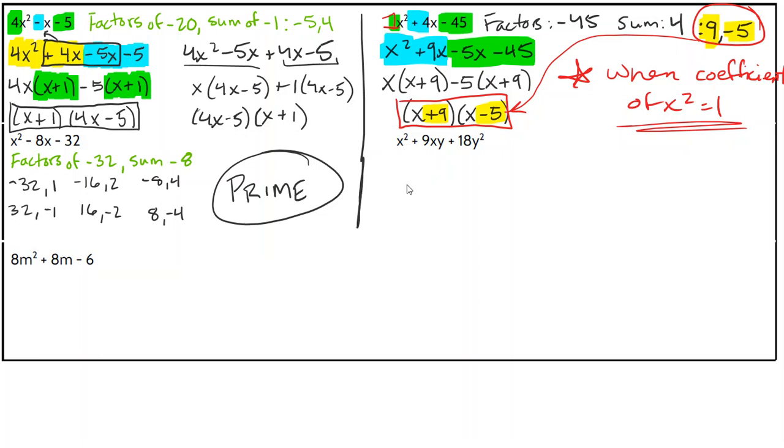All right. The next example is a special one because instead of just x's, we also have y's in there, but our process remains the same.